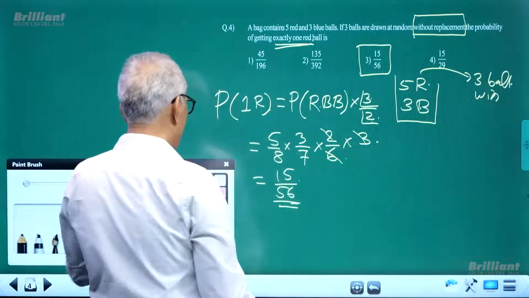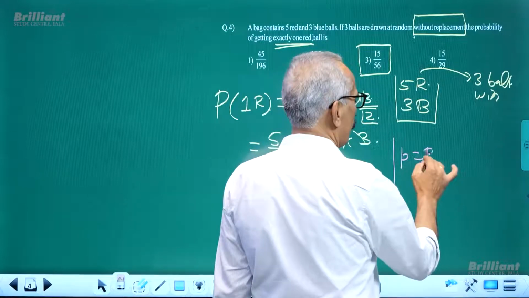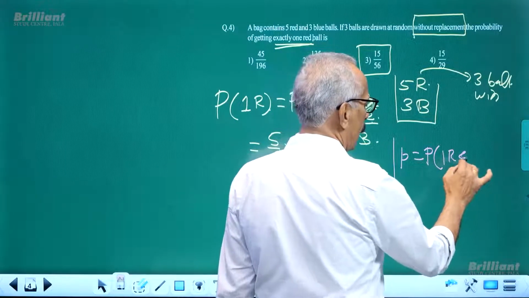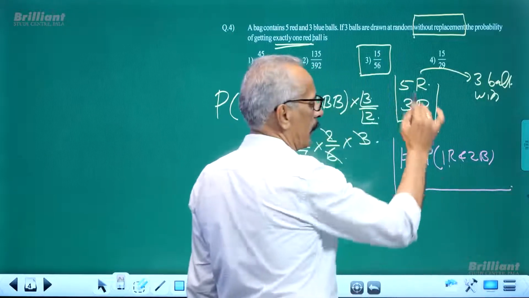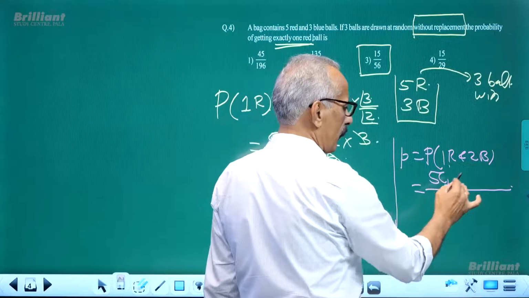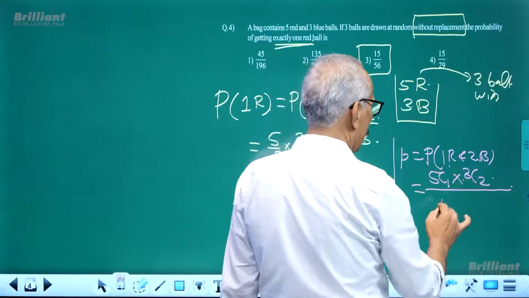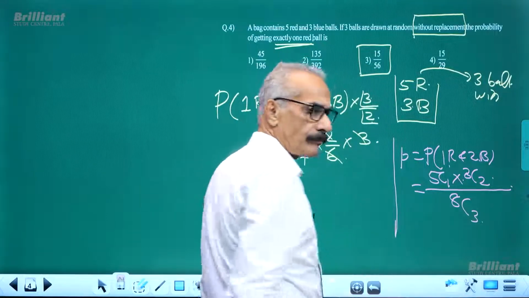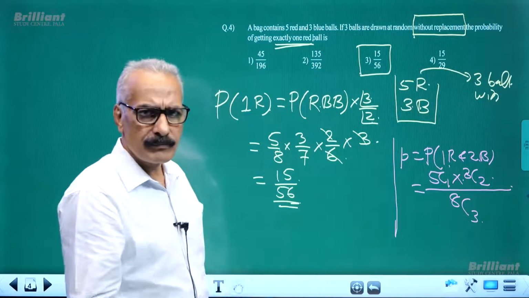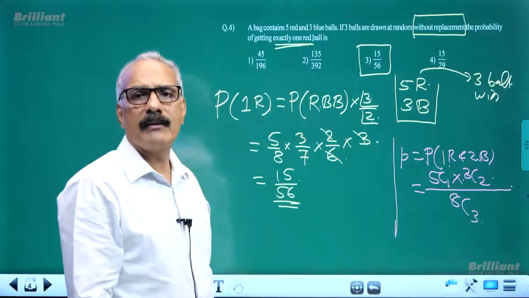Now I will show you another method also. The required probability is the probability of 1 red and 2 blue balls. That means selection of 1 red out of this, that is 5C1, and into 2 blue, that is 3C2, divided by the total, 8C3. That's the same answer, but this is the way I follow. This is one of the best ones.